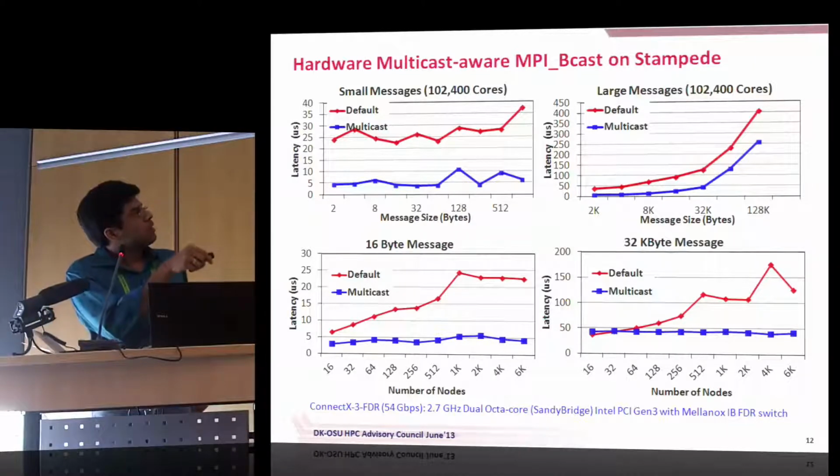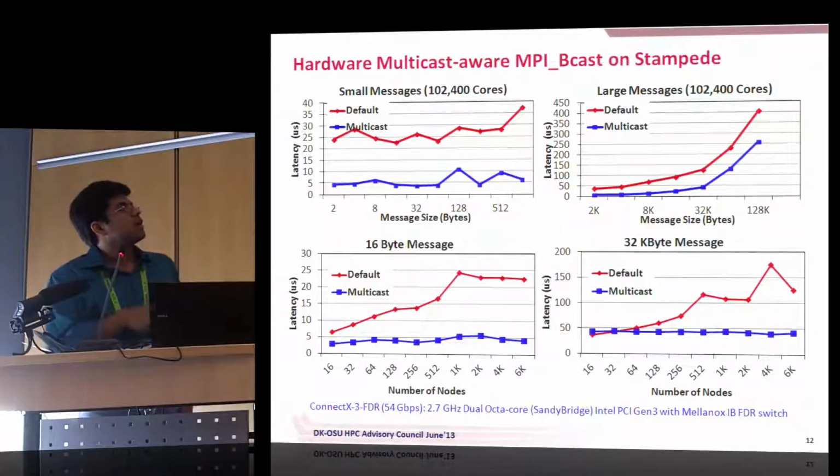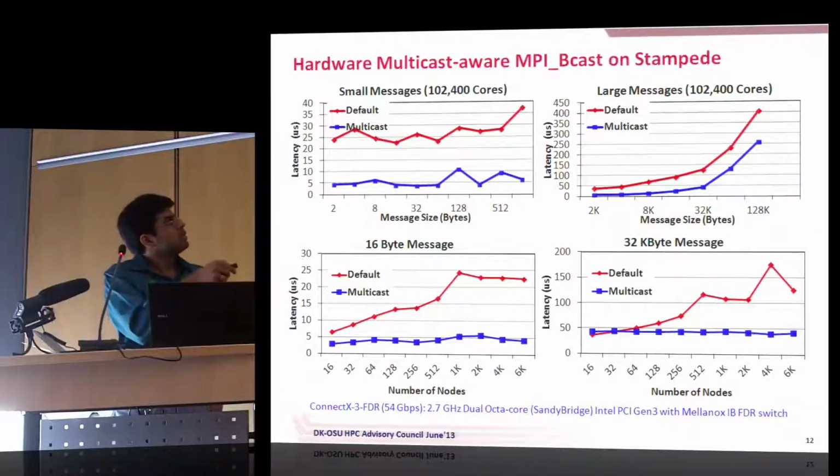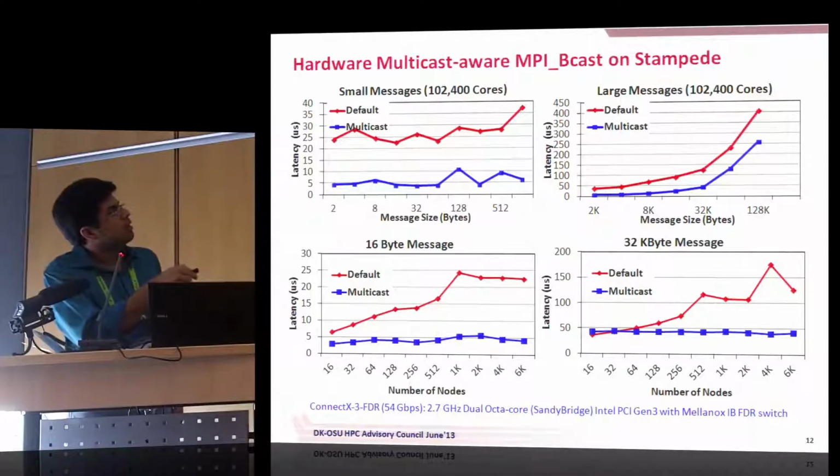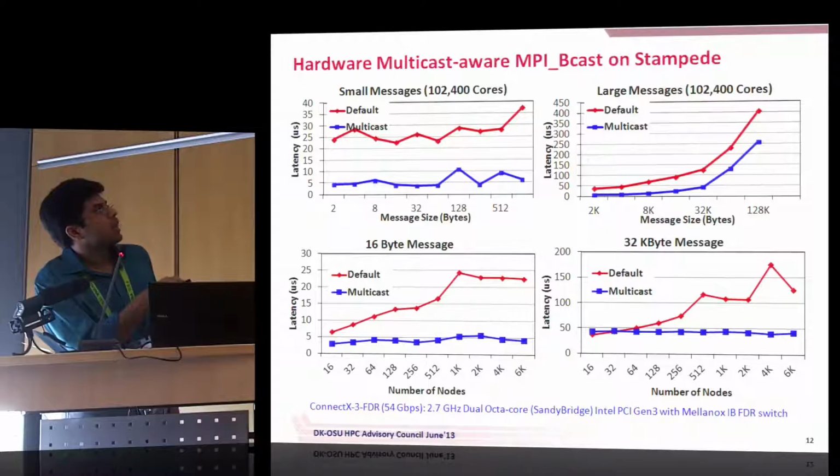As you can see, with multicast, the performance of a 4-byte message, or up to I think 64 bytes, is the same. It is almost flat. There is no significant increase, and there is a significant difference between the performance of hardware-based broadcast with and without the multicast support.